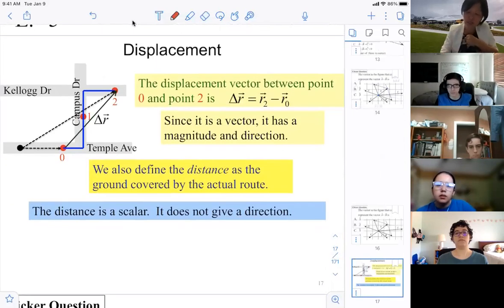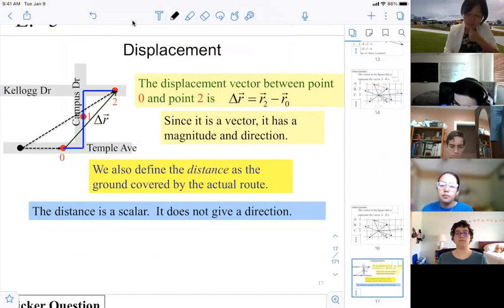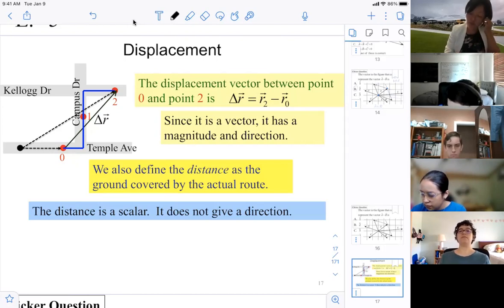The very next quantity we are going to define is called displacement. Displacement simply is the change in position. For example, here's a map of our campus, and you can go from point 0 to point 1 to point 2. In real life, you don't go directly, right? You cannot go directly. You have to drive around on the blue line. You go from 0 to 1, and you go from 1 to 2. So if we want to talk about the change of your position as you go through the campus, we will say, okay, what is the change of your position between point 0 and 2?